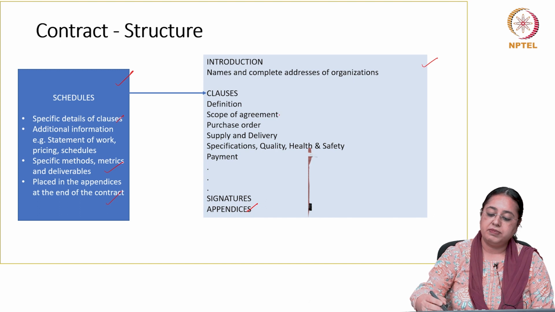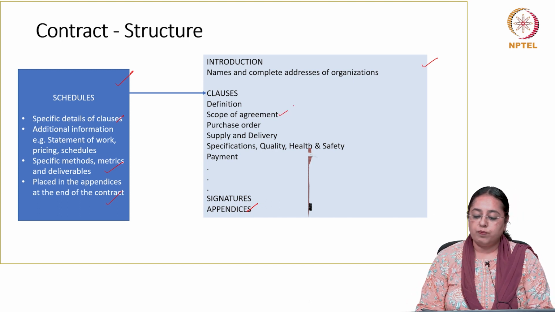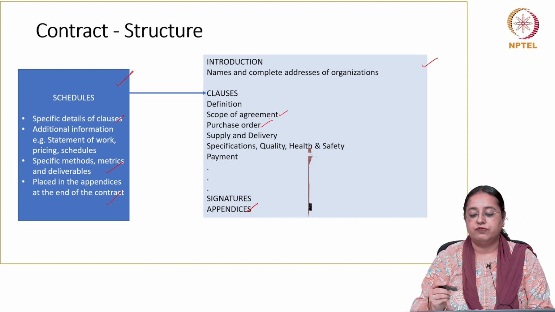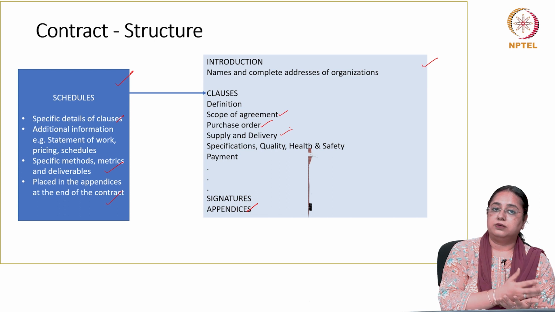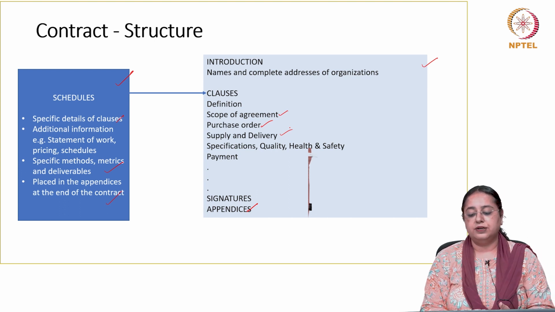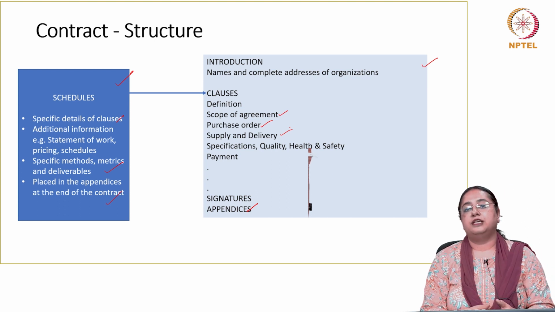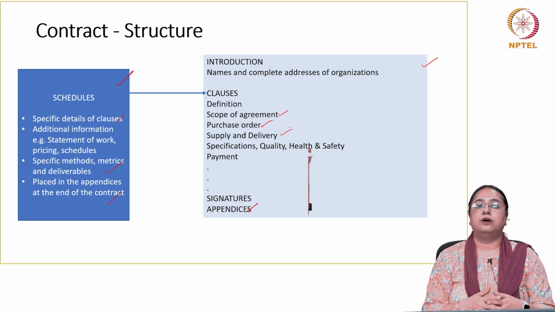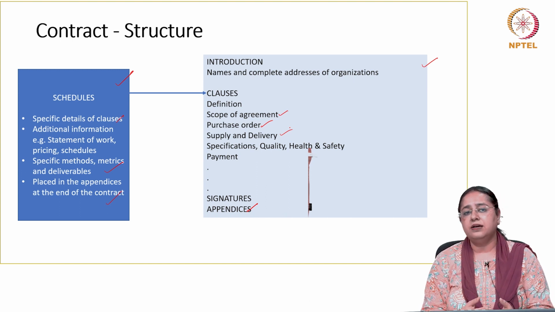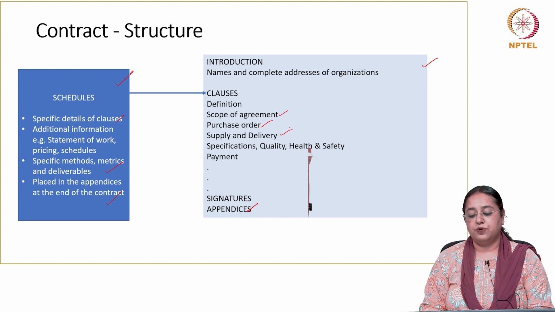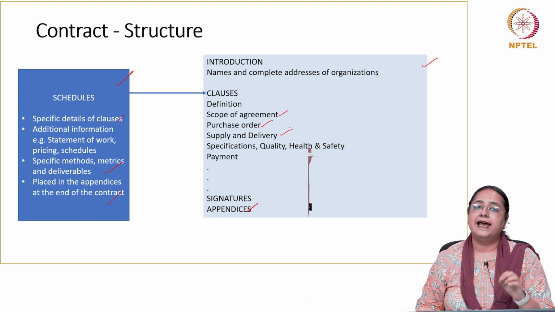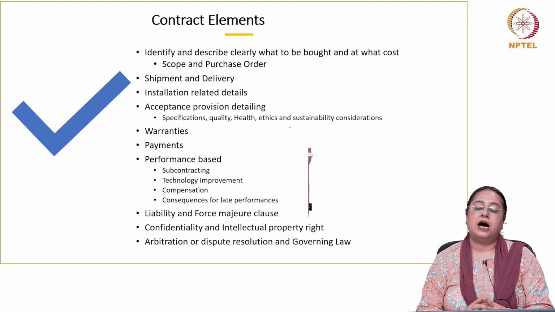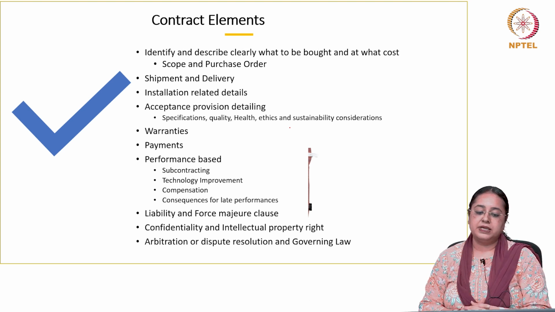So clauses will be there for the scope of agreement, for purchase order, supply and delivery, specification, payment, and there can be others, health and safety, arbitration, and many other indicators which might be required. So we will see what all elements in the contracts are there, right? What are the elements now?